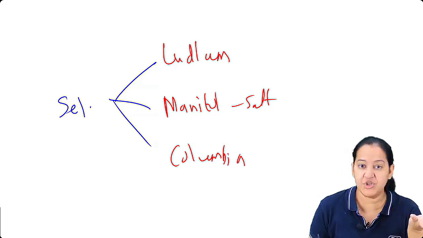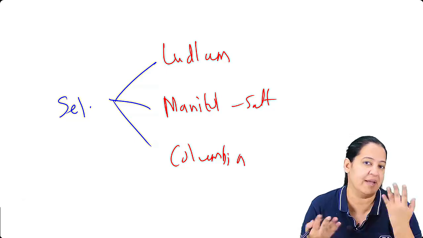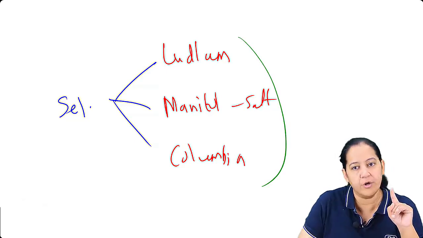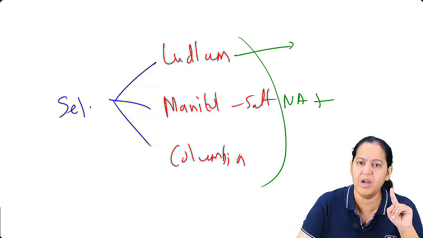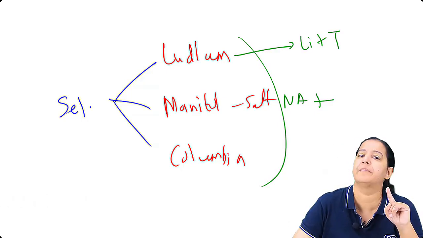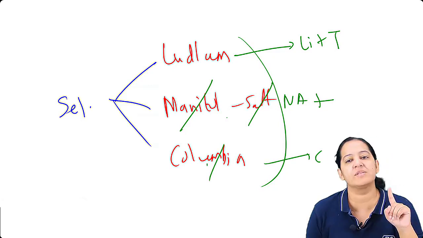नाउ इफ यू विश यू कैन लर्न द कंपोजिशन आल्सो. इट्स योर चॉइस. पूछा तो नहीं है अभी तक. इट्स नॉट अ पीवाईक्यू, लेकिन दे कैन आस्क. सो दे ऑल आर न्यूट्रिएंट अगार ओनली. न्यूट्रिएंट अगार तो है ही. एडिशनल क्या चीज है? Ludlam में एडिशनल है लिथियम एंड टेल्यूरियम. मैनिटोल सॉल्ट में नाम में ही है मैनिटोल एंड सॉल्ट. और कोलंबिया में है कोलिस्टिन एंड नैलिडिक्सिक एसिड.